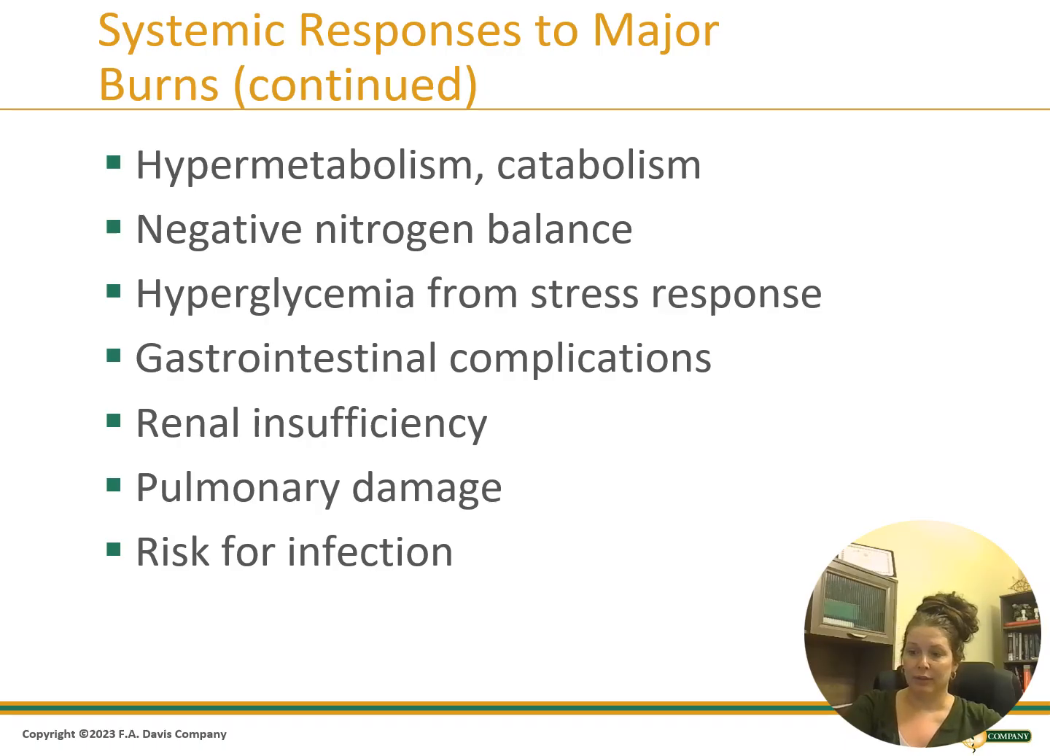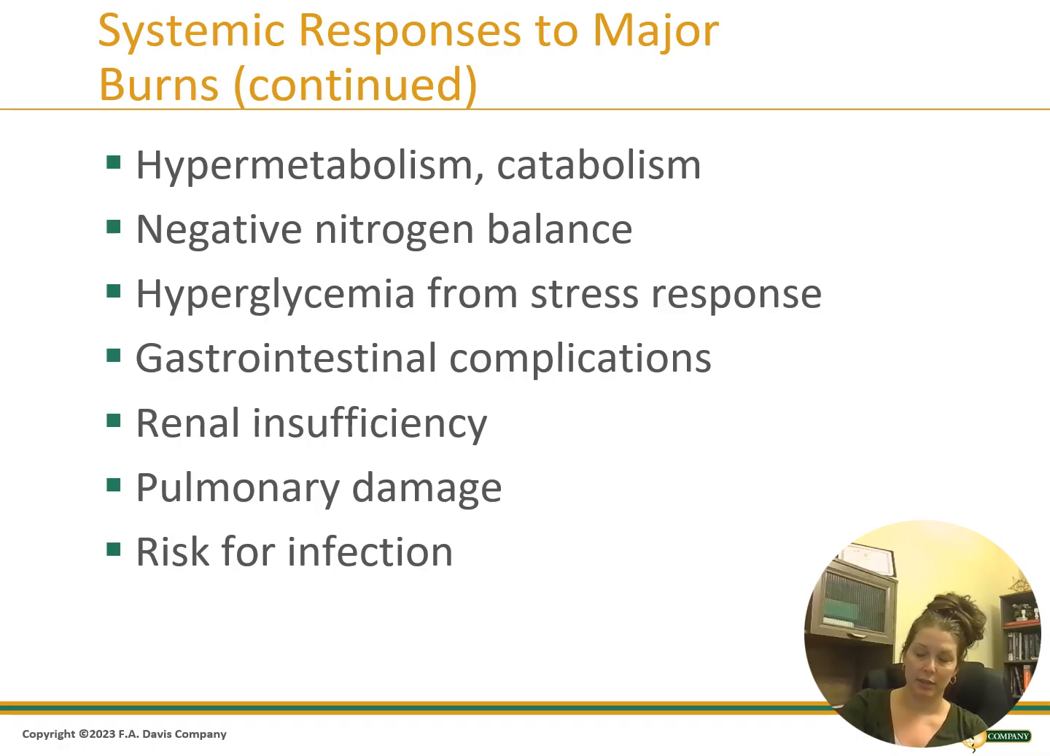Okay. Hyperglycemia, so hyper with an E, from the stress response. Stress hormones like the cortisol and the catecholamines, they're going to cause insulin resistance. So you can have some pretty persistent hyperglycemia. Whenever our patients are hyperglycemic, it is harder to heal wounds. Okay, so we want to try to get as tight a glucose control as we can.